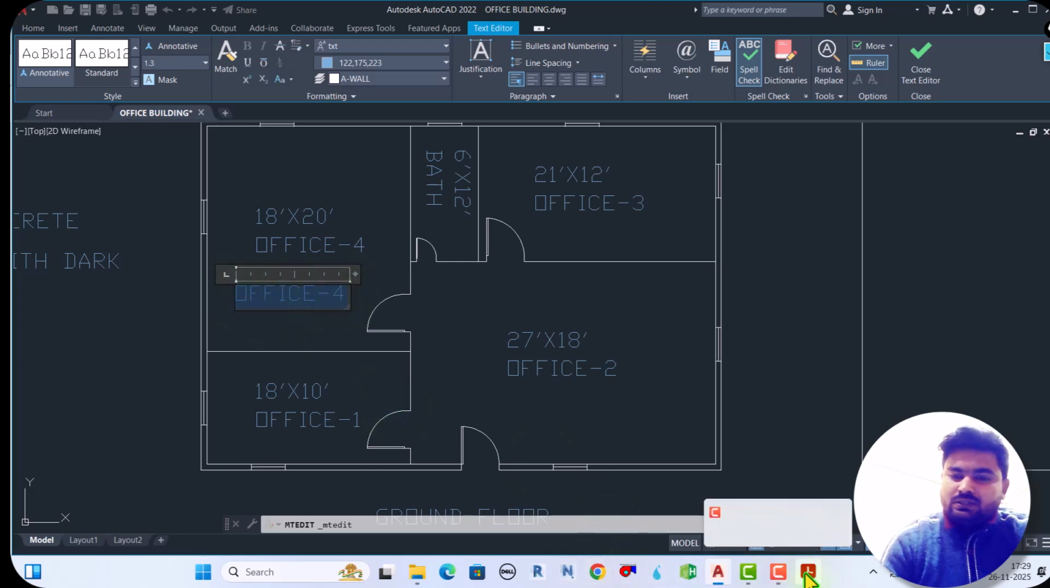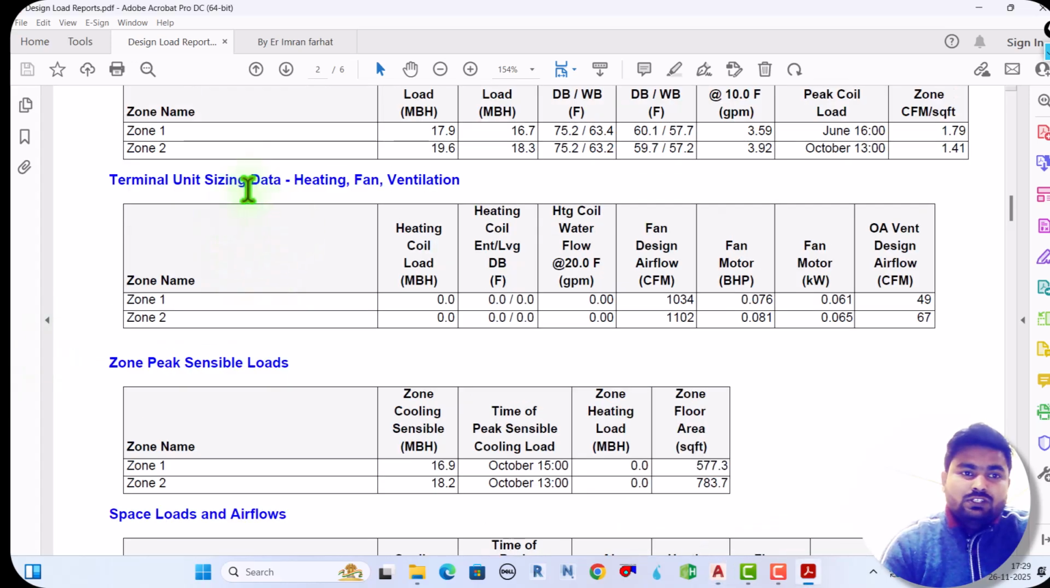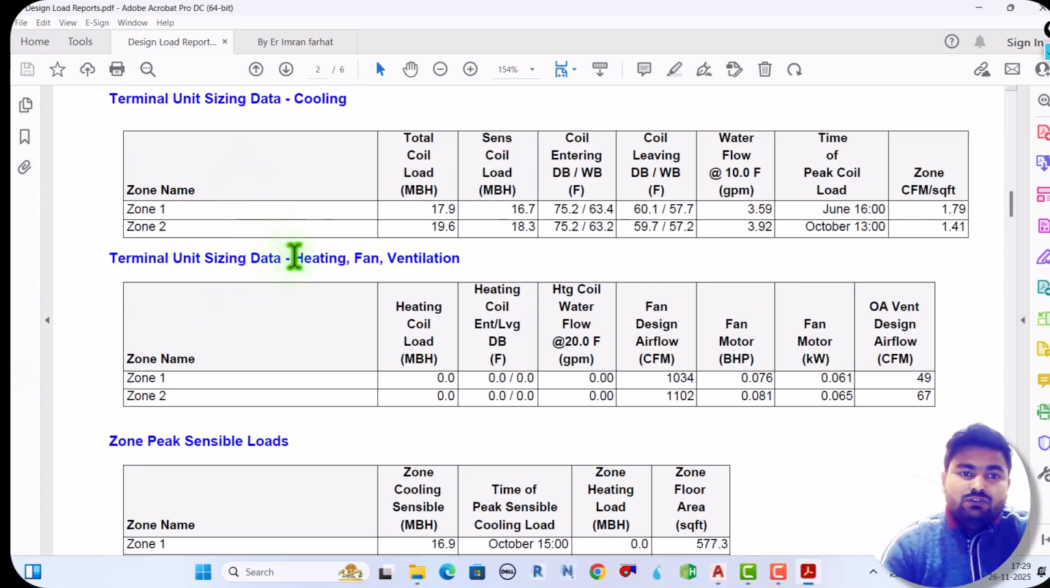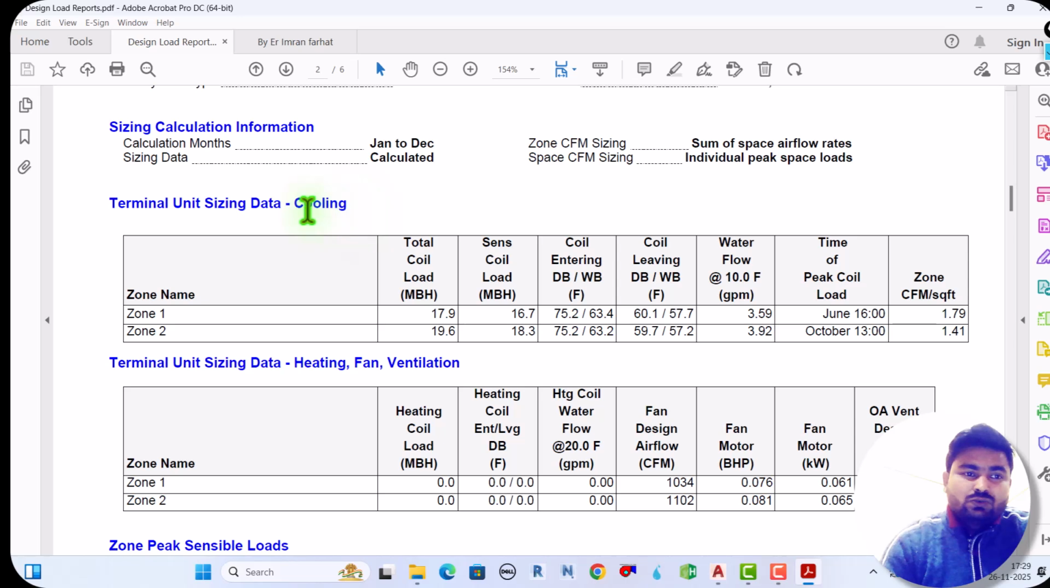See what data we have to extract from the report, I am also showing here. See, terminal unit sizing for heating, but we need it for cooling, right? Because we are doing it for cooling. So cooling terminal unit sizing, zone 1 is how much? Total coil load 17.9 MBH.